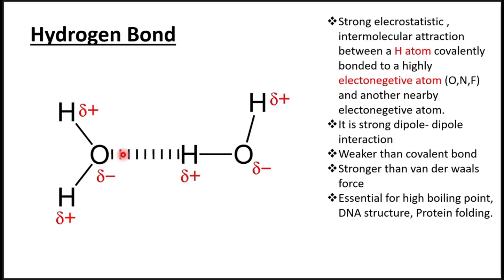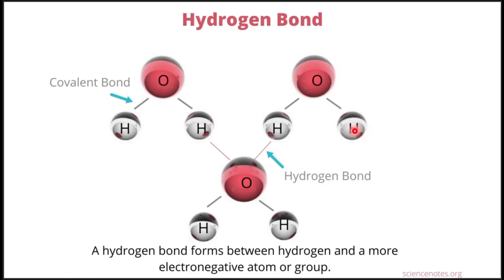Many other liquids like alcohol, etc., will have a low boiling point compared to water, because they do not have a hydrogen bond. But in the case of water, there is a hydrogen bond that contributes to its high boiling point. Then we can see that between oxygen and hydrogen there is a covalent bond, and between hydrogen and oxygen of two different molecules there is a hydrogen bond.